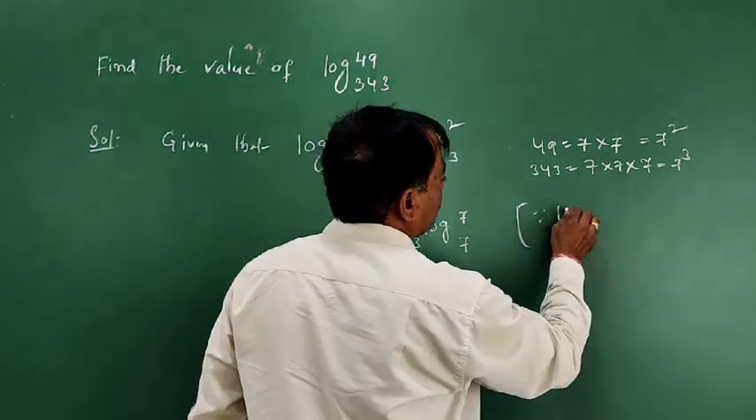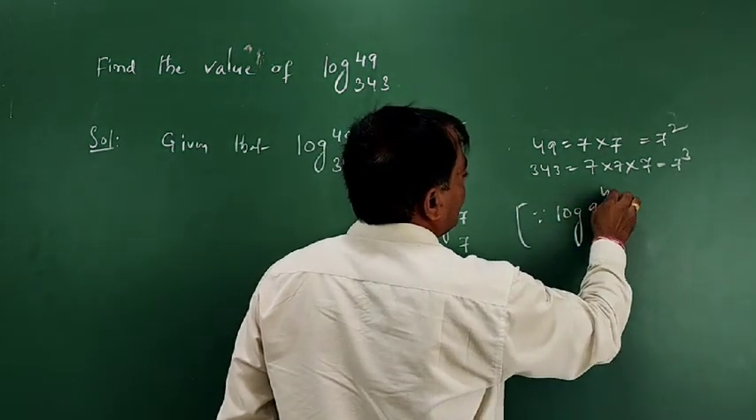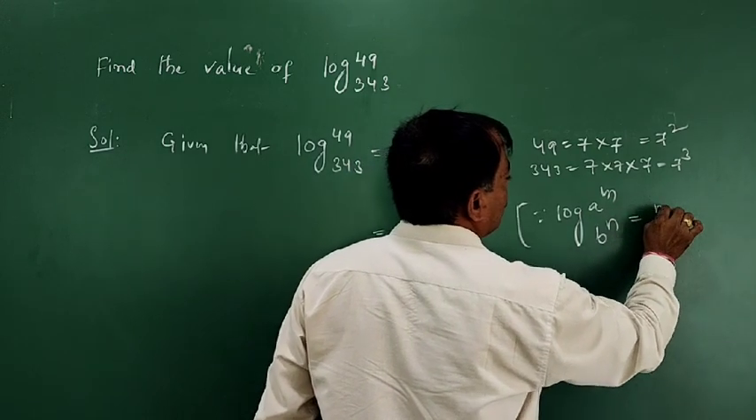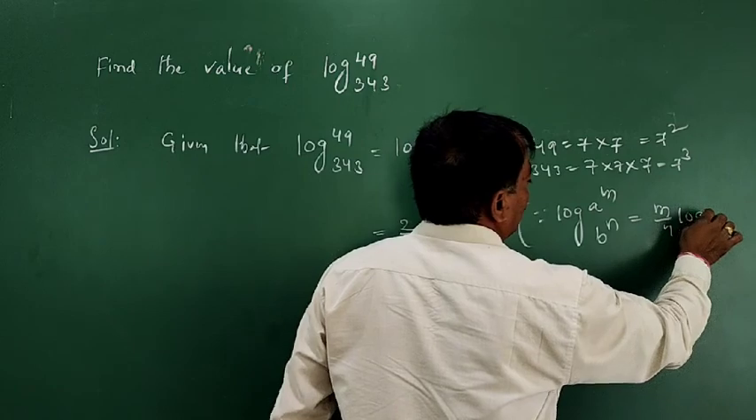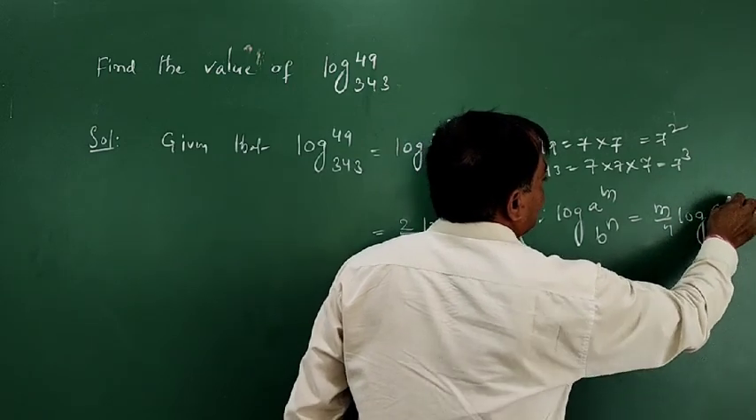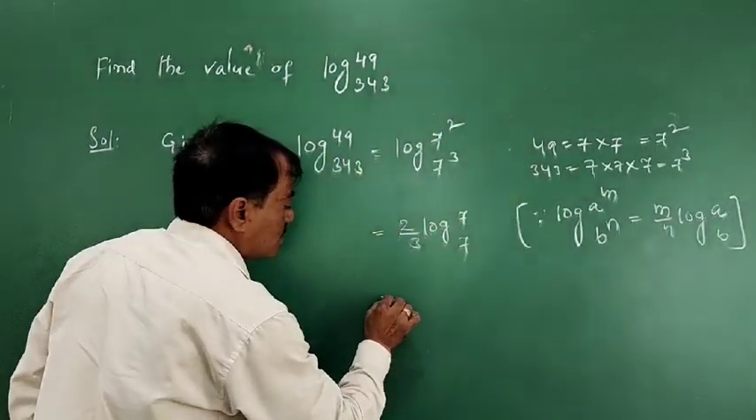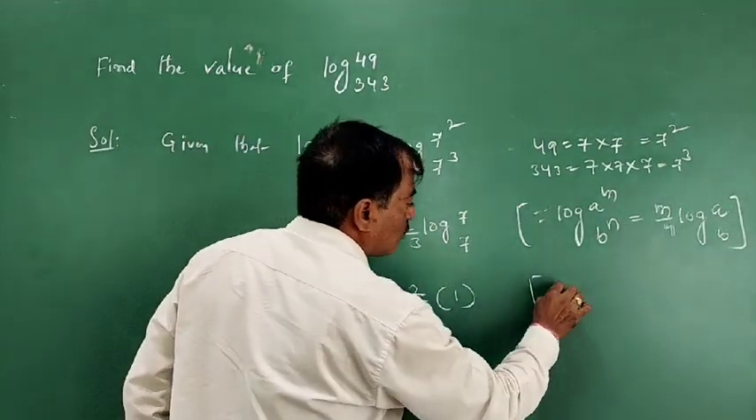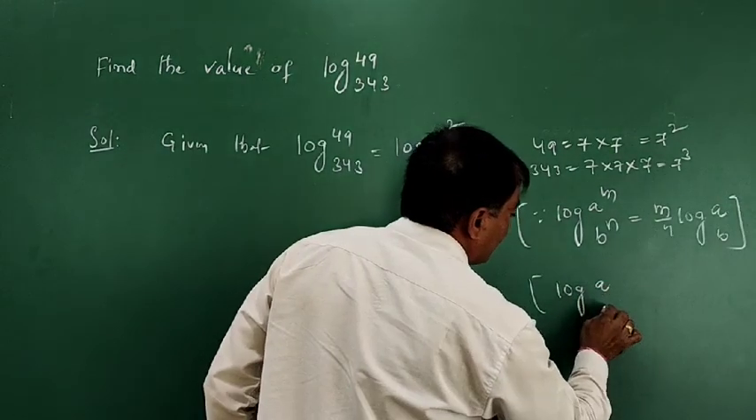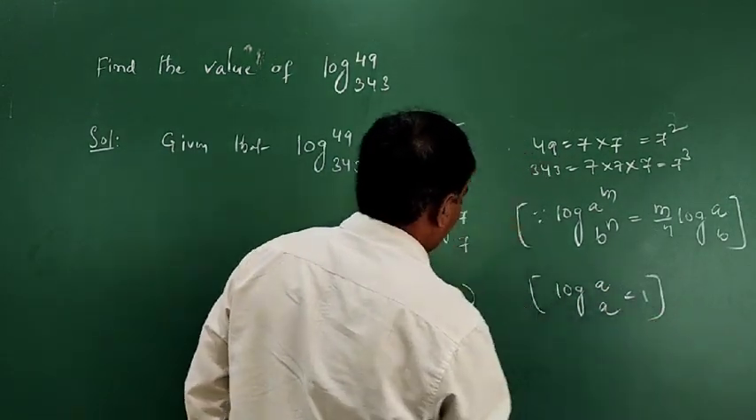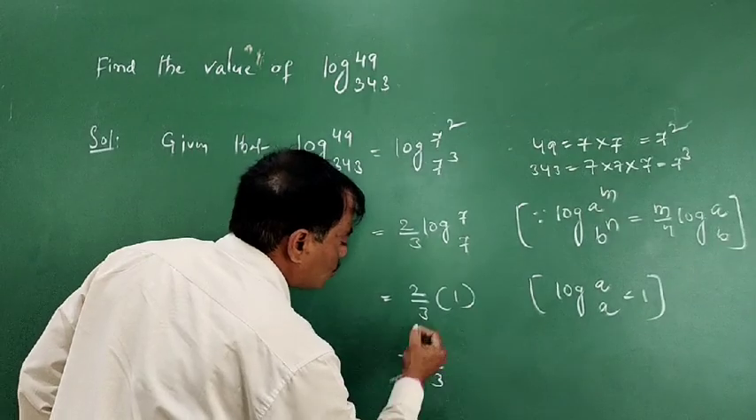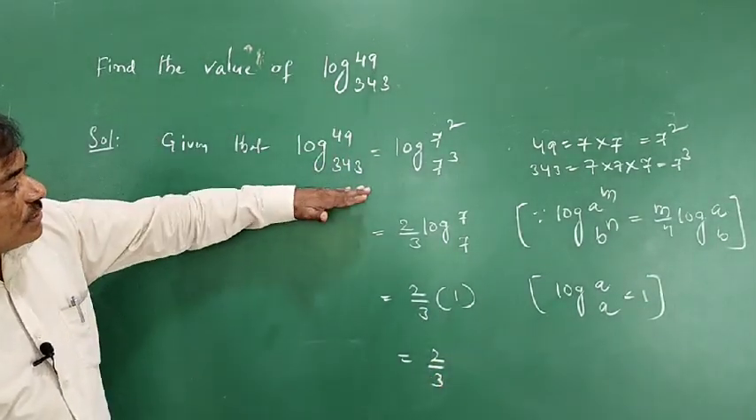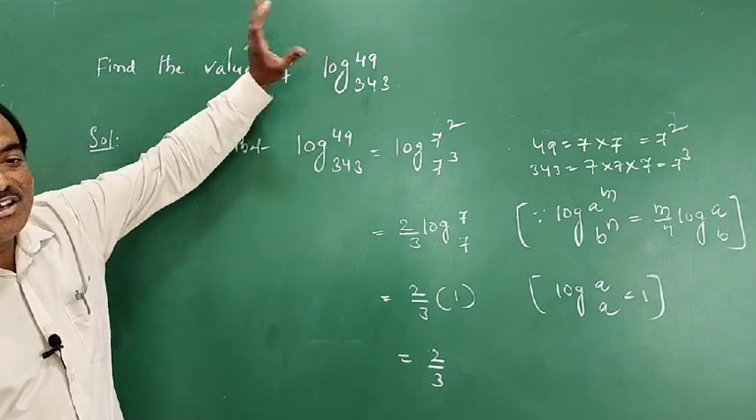Here we use this property: log a to the power of m, to the base b to the power of n, equals m by n log a to the base b. So this is the process of finding this logarithmic value. Here we use log a to the base a equals 1, so finally this value equals 2 by 3. So this is the process of finding the given logarithmic values.